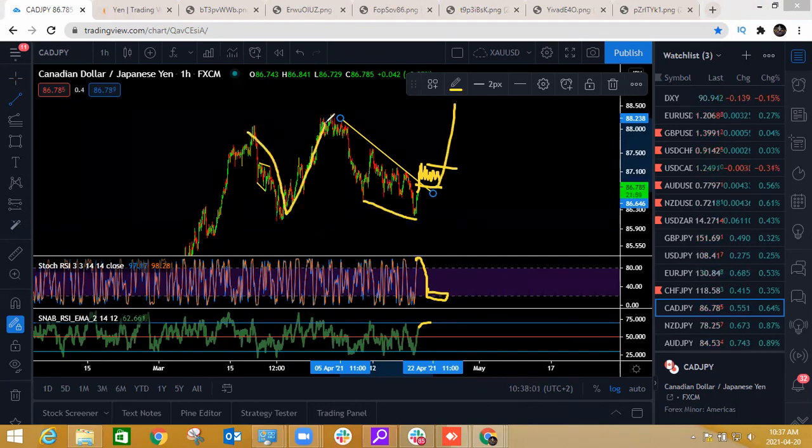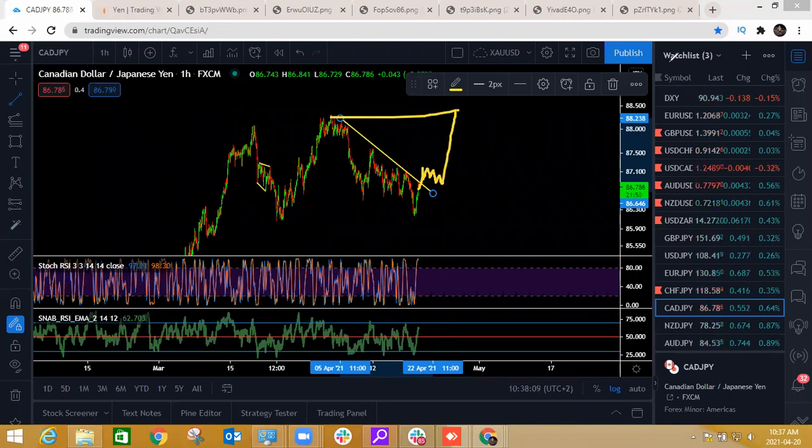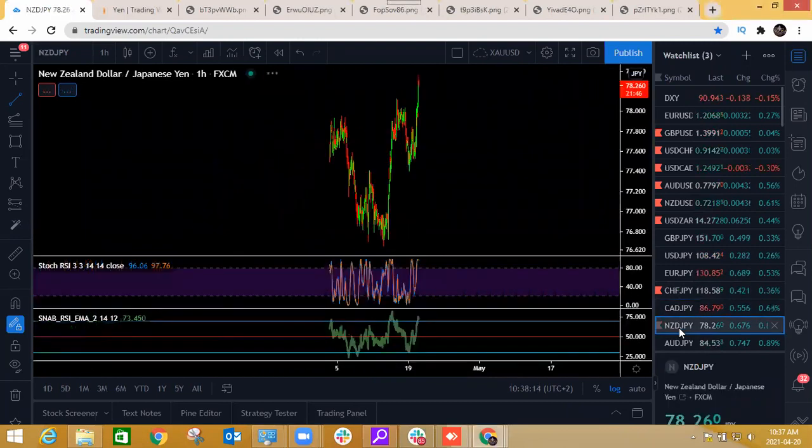So we've got a nice 3-wave structure here. We've got a nice impulse. Now we're going to be looking for this one to give us a move to the upside. Retest the previous highs at 88 or even more. That's looking very good.